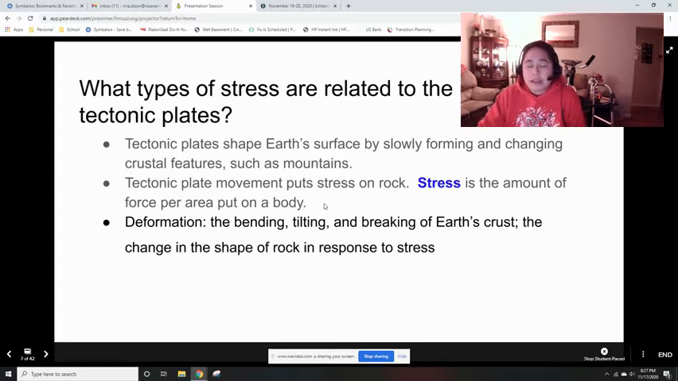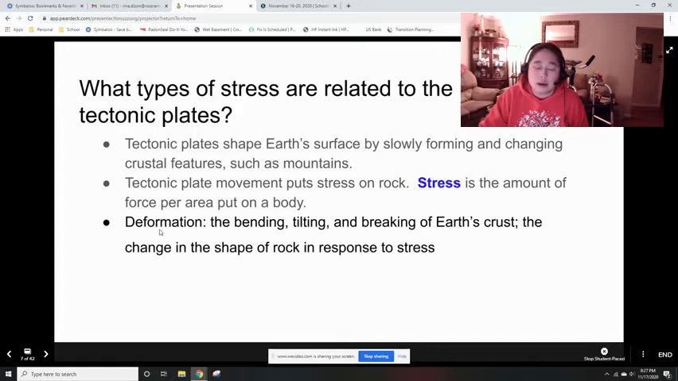So for instance, right now, we're not talking about emotional stress, we're talking about physical stress. So you pushing down on your mouse, that's actually a form of stress, okay? It's the force that you push on an area. Deformation, the bending, tilting, and breaking of Earth's crust, is the change in the shape of a rock in response to stress. So stress causes deformation. In other words, you're going to either break something, bend something, make it move or shift.